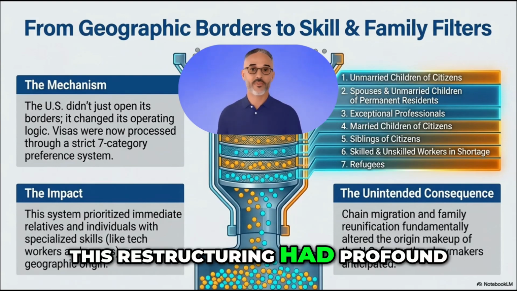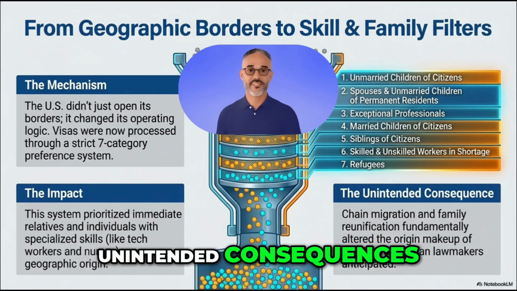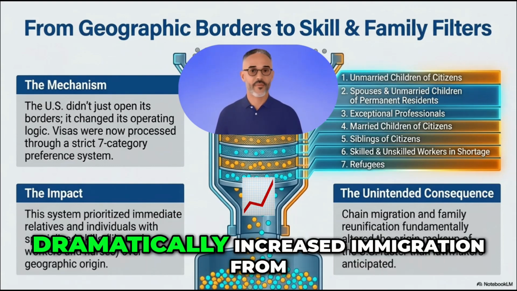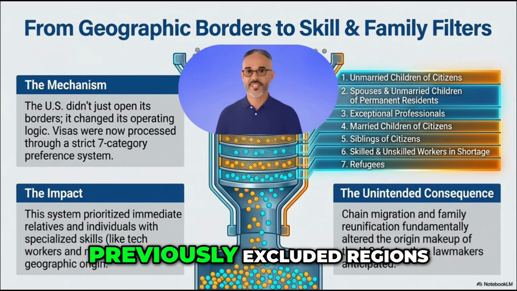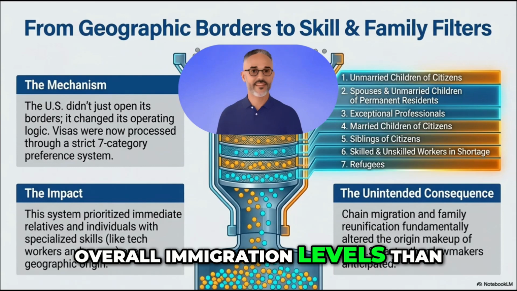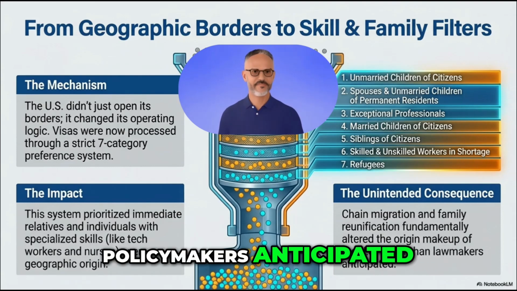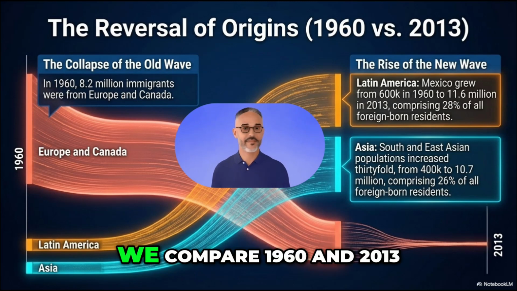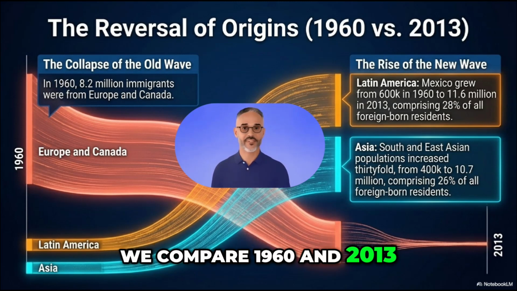This restructuring had profound unintended consequences. It enabled chain migration through family reunification, dramatically increased immigration from previously excluded regions, and led to higher overall immigration levels than policymakers anticipated. The reversal of immigration origins is striking when we compare 1960 and 2013.